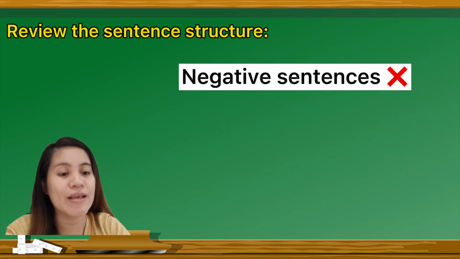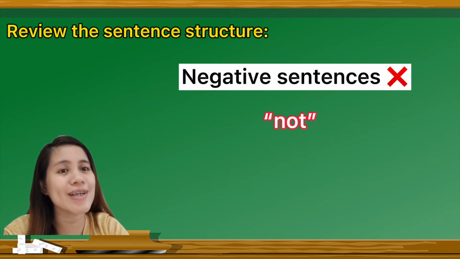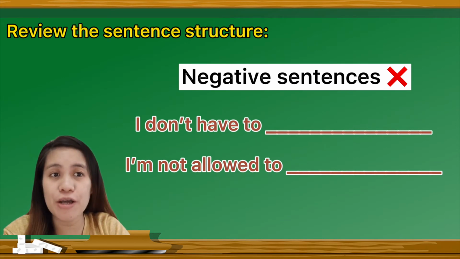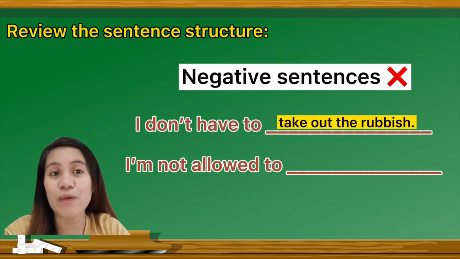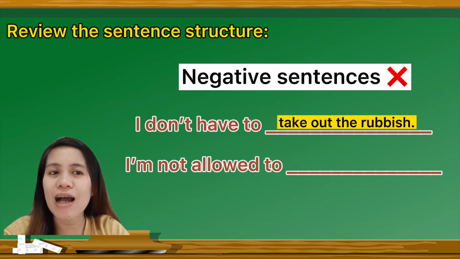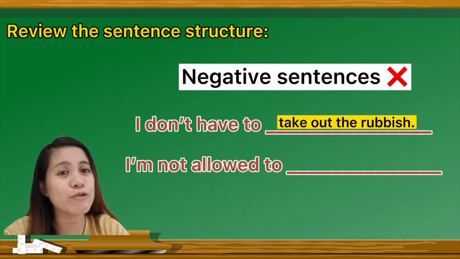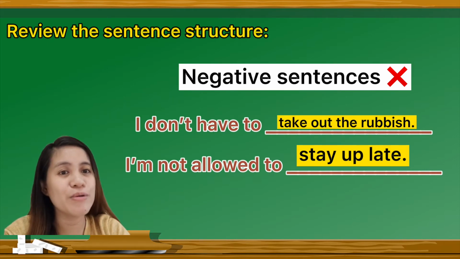Now we have for negative. Remember we have to use not, or no. Let's have the sentence structure. I don't have to. We can say, I don't have to take out the rubbish. And another, I'm not allowed to. We can say, I'm not allowed to stay up late. So those are the positive and the negative sentences.